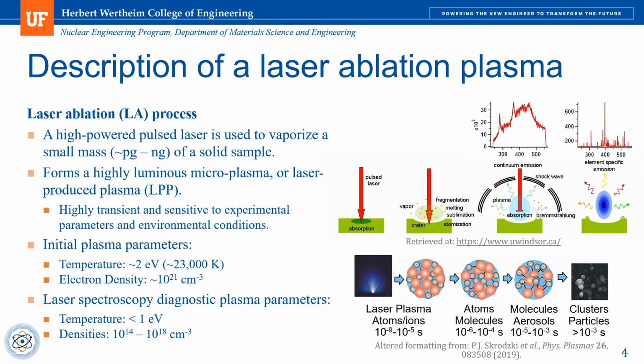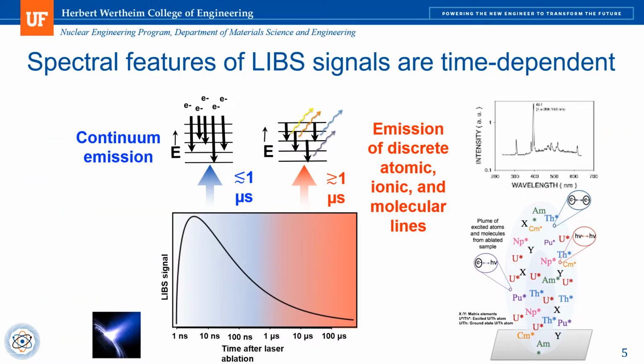So this is where I might speed up a little bit, but the laser ablation process is quite simple. We use a high power pulse laser to vaporize a small mass of material, picograms and nanograms. This ablation process forms a highly luminous microplasma or laser produced plasma that is highly transient and sensitive to experimental parameters and environmental conditions. I list some initial plasma parameters that are typical for nanosecond and femtosecond laser ablation, as well as some of the diagnostic plasma parameters that have been reported extensively in the literature during times at which we see optical emission spectra.